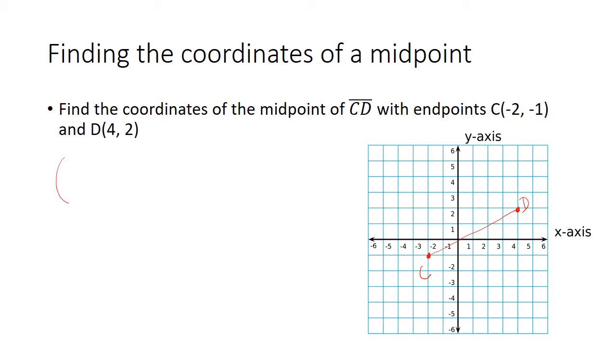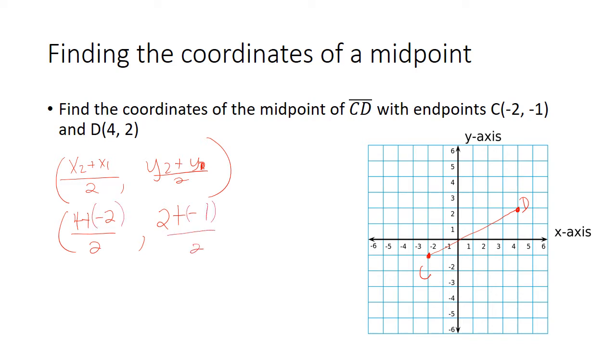So remember our midpoint formula: we want to take our x's, add them up and divide by 2, and our y's, add them up and divide by 2. So here we go. It doesn't matter which one, I'm going to say x2 is 4. So we're going to go with 4 plus -2 divided by 2, and our y's would be 2 plus -1. Go ahead and put those in parentheses, divided by 2. So 4 plus -2 is 4 minus 2, so 4 minus 2 divided by 2. That's going to give us 2 divided by 2, which is 1.